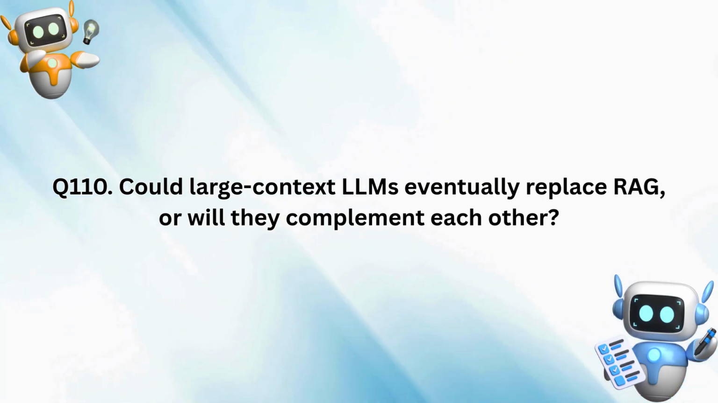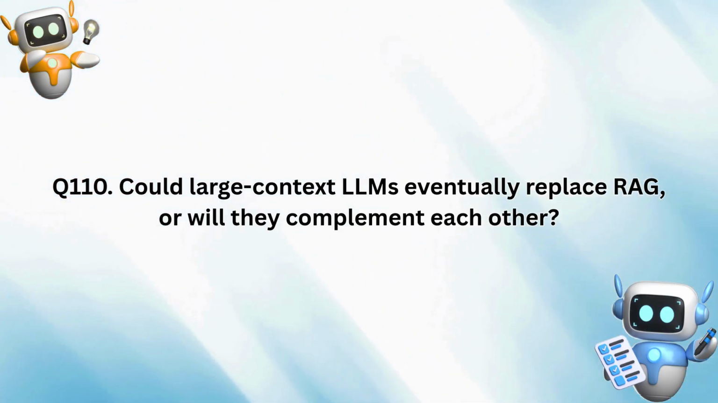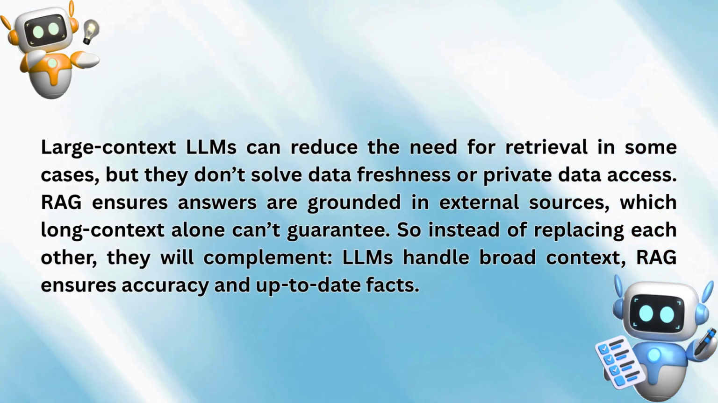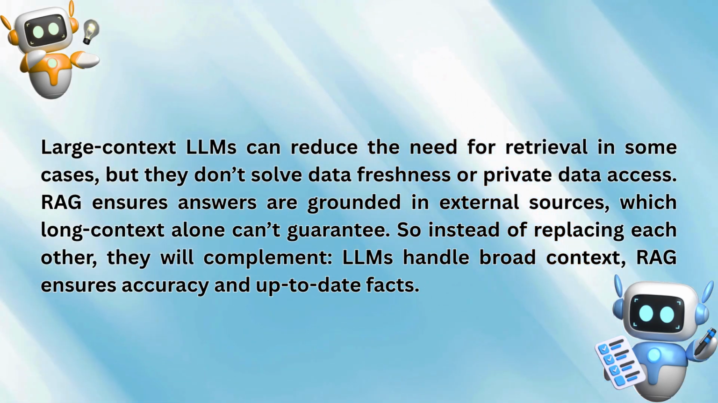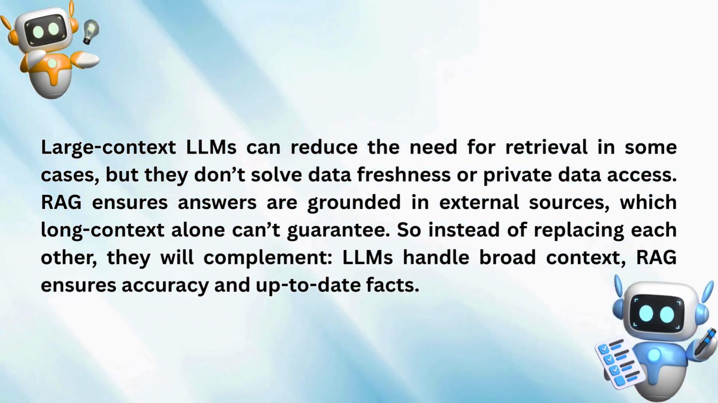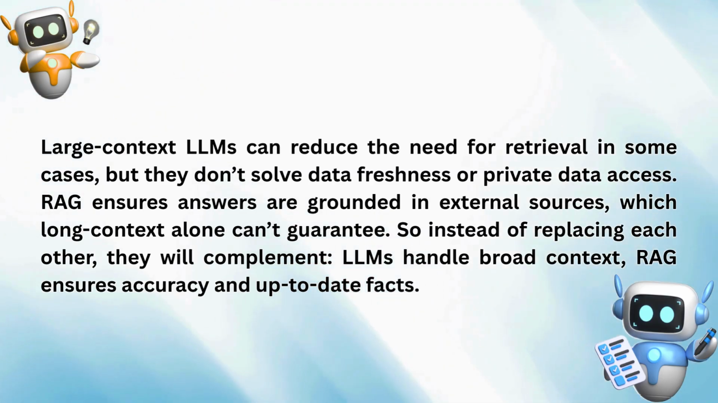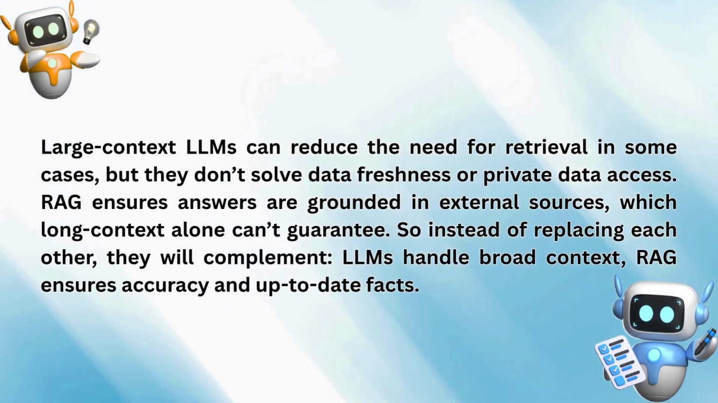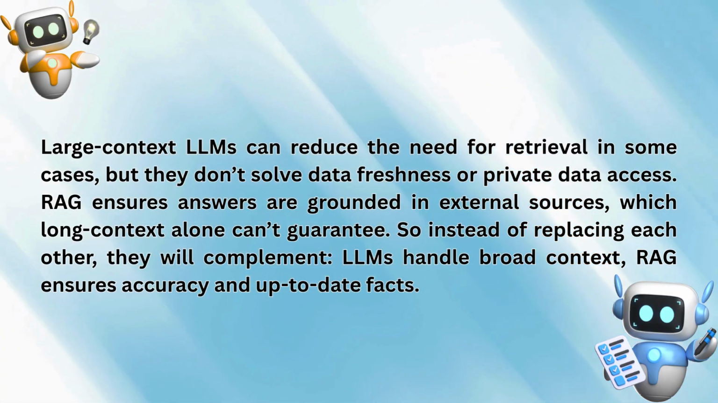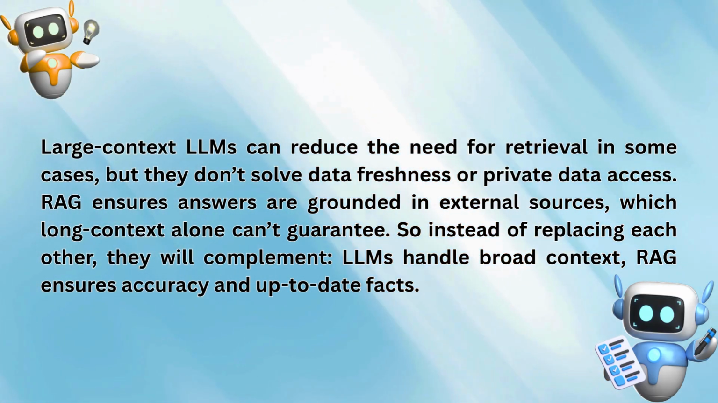Could large context LLMs eventually replace RAG, or will they complement each other? Large context LLMs can reduce the need for retrieval in some cases, but they don't solve data freshness or private data access. RAG ensures answers are grounded in external sources, which long context alone can't guarantee. So instead of replacing each other, they will complement. LLMs handle broad context, RAG ensures accuracy and up-to-date facts.